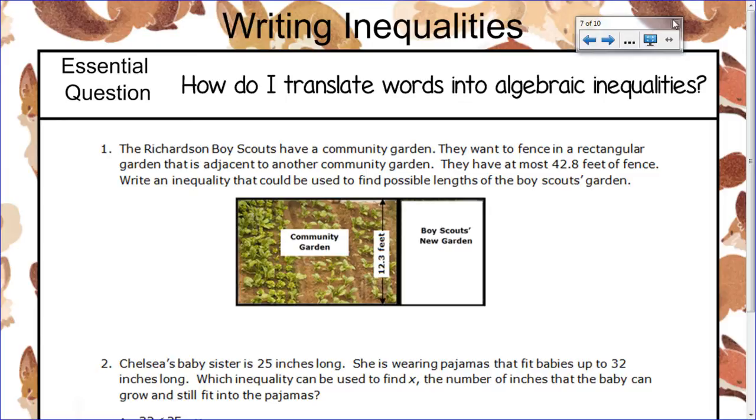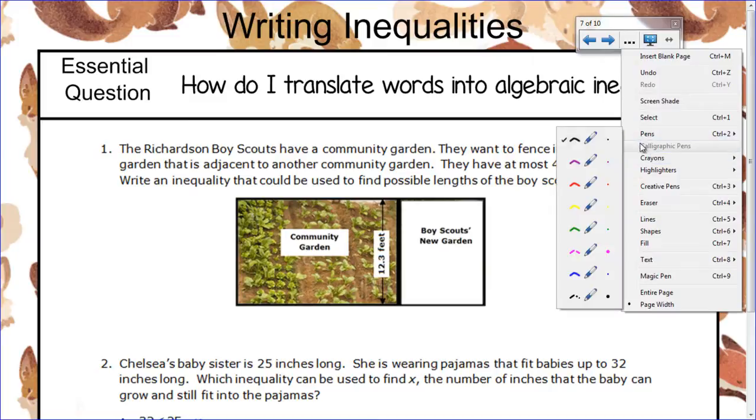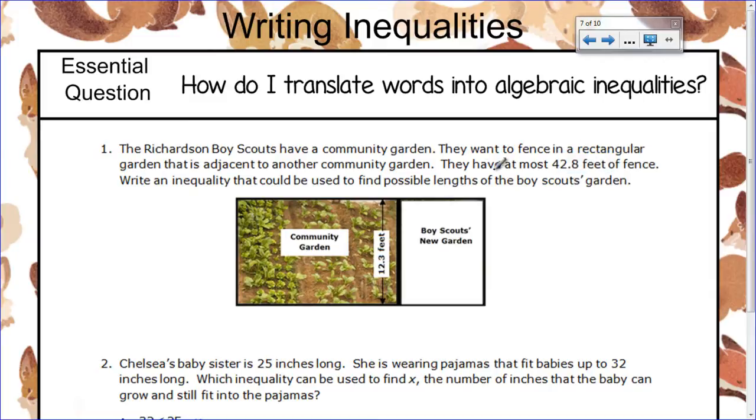These words right here, let me get my pen ready. At most means that that's the most that they can have. So they can have 42.8 at the high end, but then they can also have less than that. So it's this symbol right here, which is less than or equal to. And so we've got to write an inequality to find possible lengths of the Boy Scouts garden.